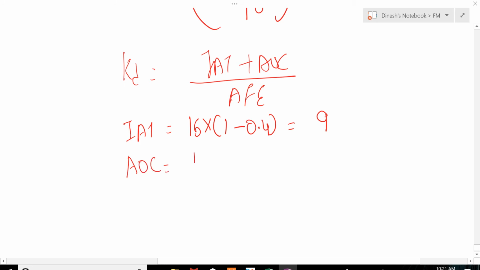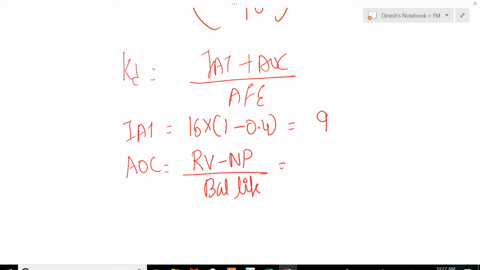Average other cost is, what is the formula? Redemption value minus net proceeds by balance life. What value are we going to redeem? 106. Net proceeds 92. Life.